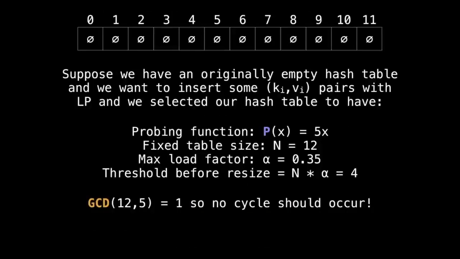Alright, now suppose we have another hash table and we wish to insert more key value pairs, but this time we're actually going to pick a probing function that works so that we don't ever have any issues. So I'm going to pick the table size to be 12 and our probing function to be 5x. So no cycle should occur.